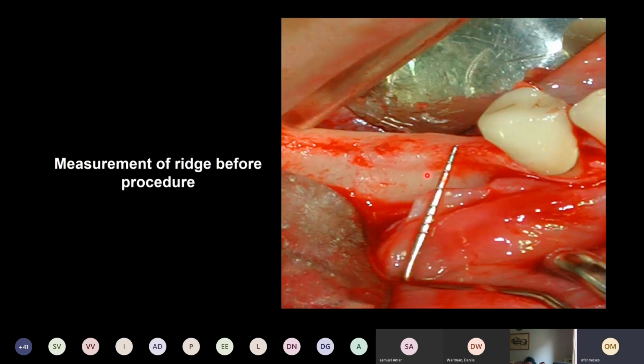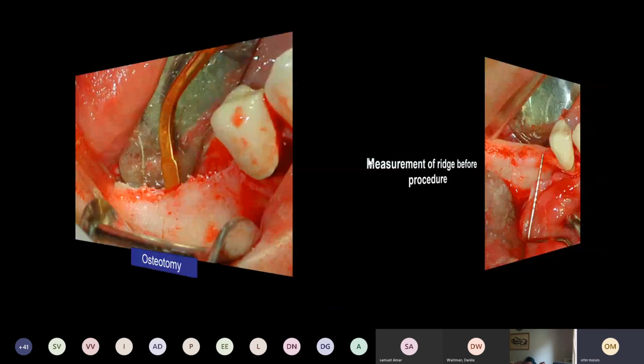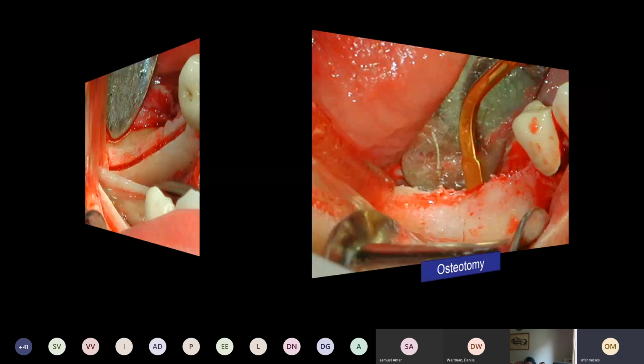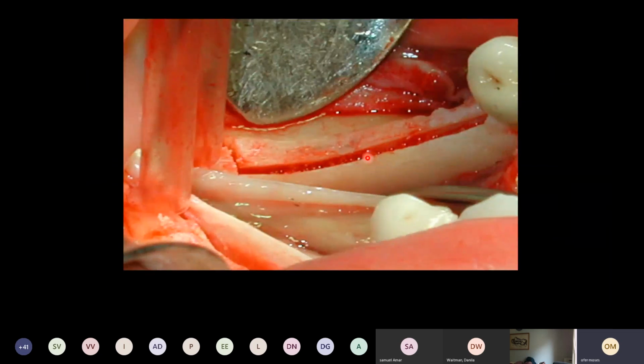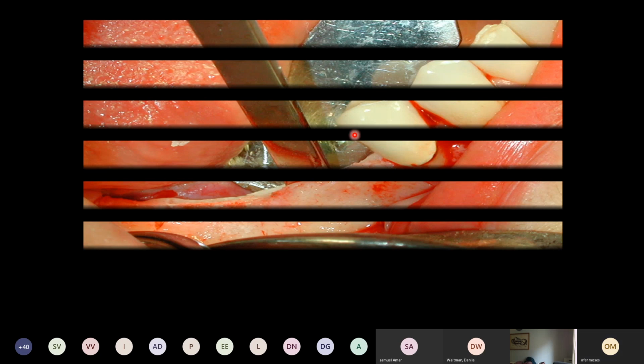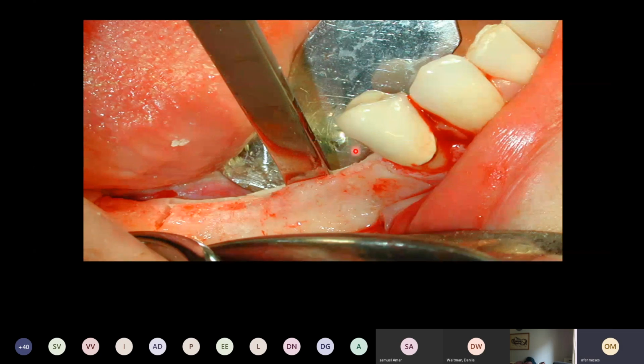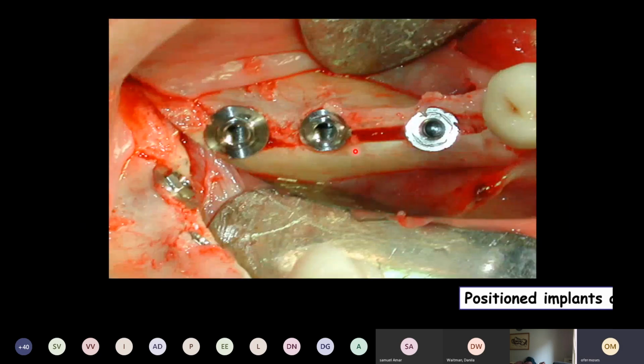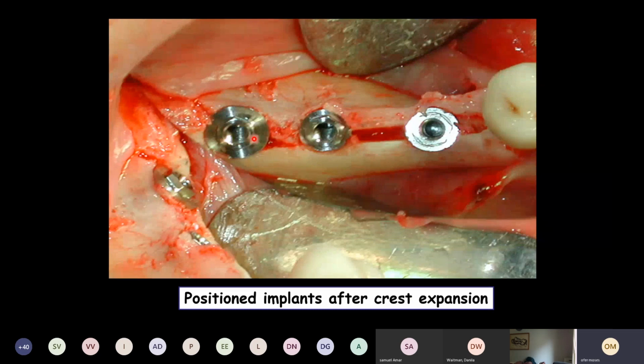Let me just go over quickly here. I use only the piezo for splitting the ridge. It's safer. If I hit a blood vessel, nothing will happen to it. I hardly face problems with severe bleeding during such surgeries. Let me just go quickly here because we are running out of time. This is after splitting the ridge, after installing the implant.